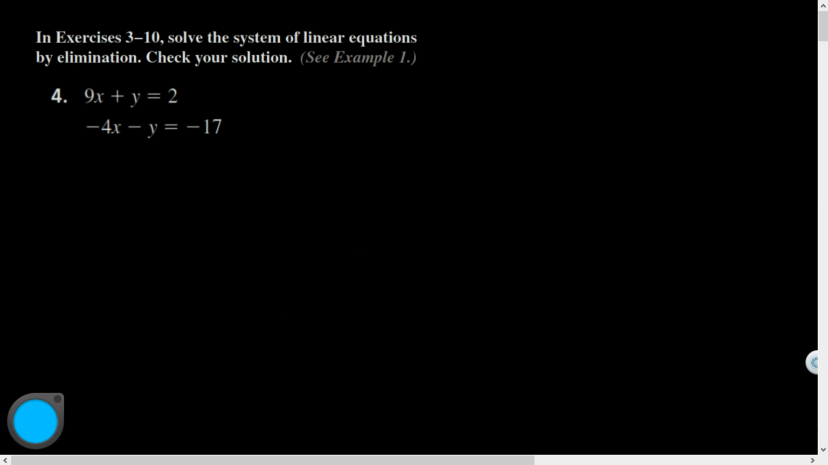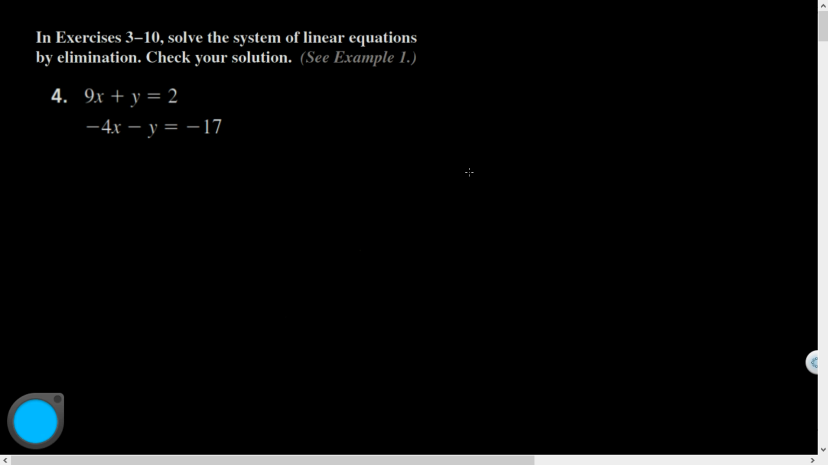We are on page 250. Wow, that's crazy. And we've been talking about the elimination method for solving systems of linear equations. And we only did elimination method problems that had the first step done for us.